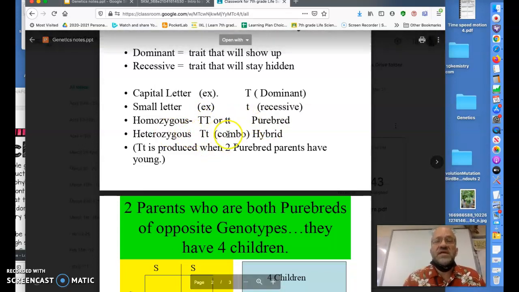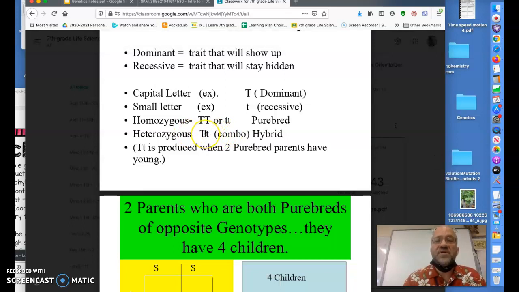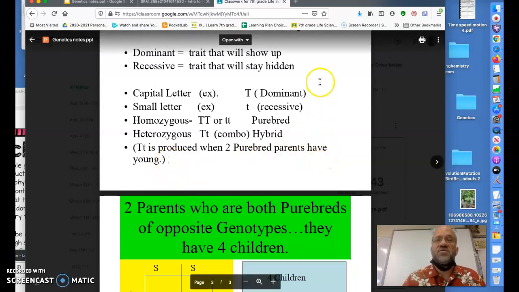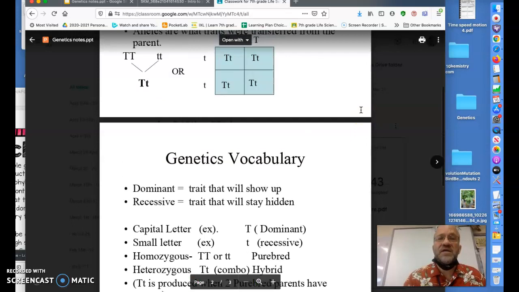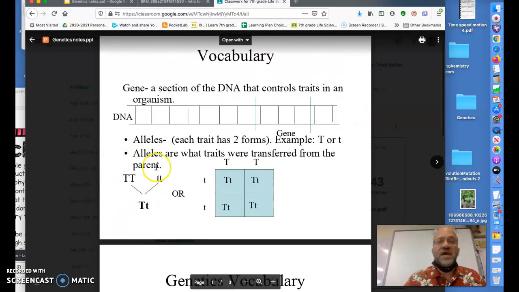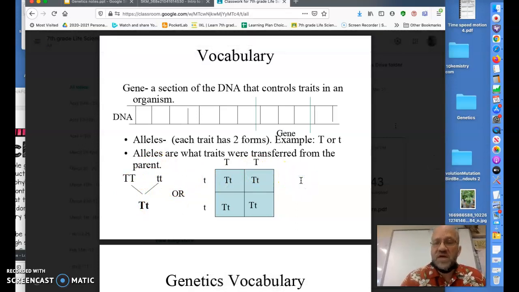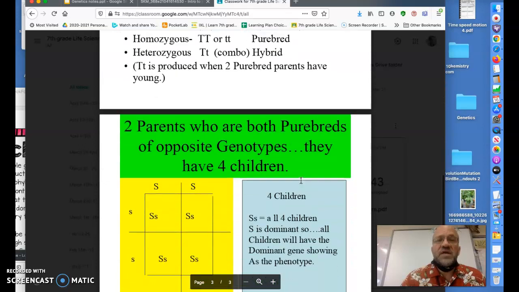Okay, and in order to do that, you could have different letters to show that. Heterozygous is if you received a dominant one from one of your parents and a recessive one from one of your parents. Depending upon what that trait is, the dominant of that trait would show up in you if this was the case. It's called a hybrid. So TT is produced when two purebred parents have young, right? So that's just like this back here. This is going to show up. And we just use the letter T just because we're talking probably tall or short, a trait.